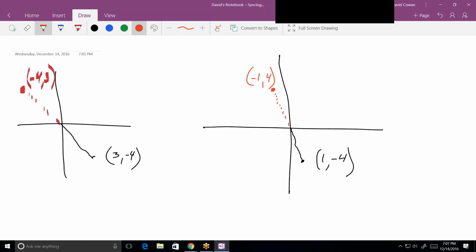So when you do it, my apologies, I was doing it in my head, but that point is going to be -3, +4. So all you do is change the sign of each one.